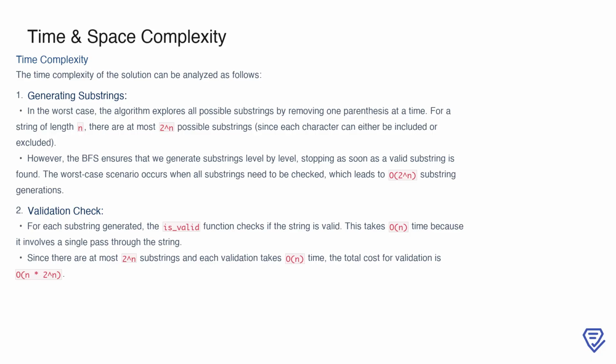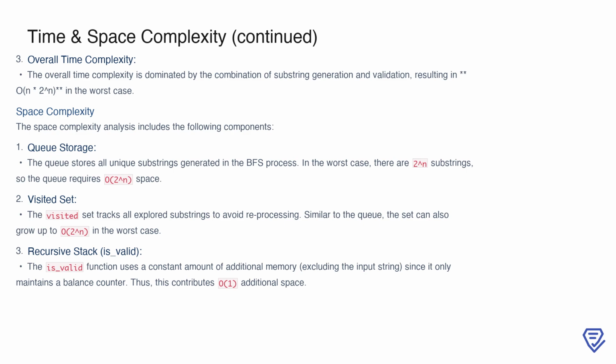Next, we consider the time spent validating these substrings. Each substring must be checked for validity using the is_valid function, which involves a single pass through the string and therefore takes n time. Since there are at most 2 to the power of n substrings and each validation takes n, the total time for validation is n*2 to the power of n. Now, combining these components, the overall time complexity of the solution is dominated by the combination of substring generation and validation. This results in a worst-case time complexity of n*2 to the power of n.